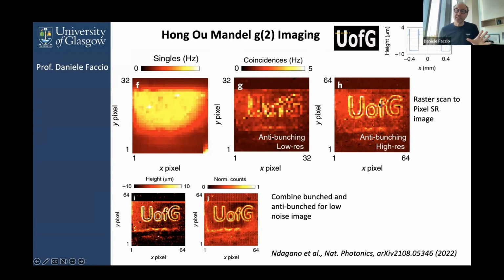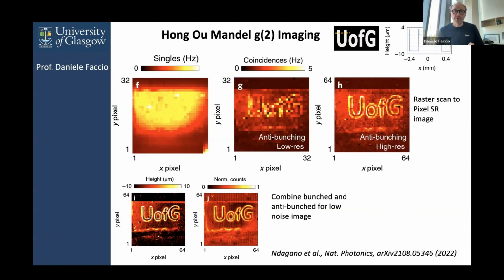So this is a perfectly transparent sample, and we're just looking at the change of depth, which is of the order of 8 microns in the sample. And then we started playing around with, remember, we've got the bunching and anti-bunching information. You can combine both of those images to get something which has a lower noise signal. So all this was reported in Nature Photonics last year.